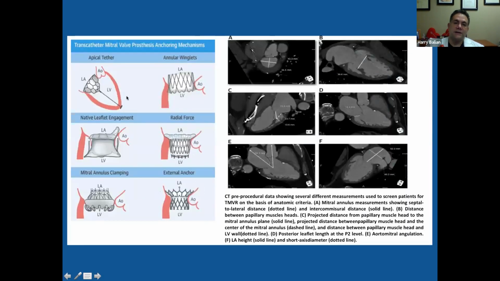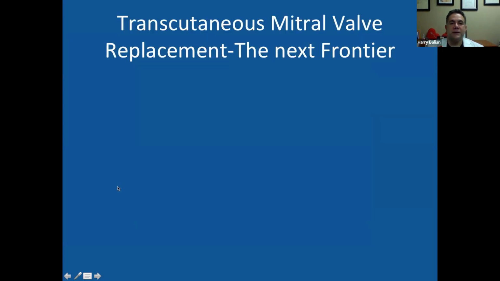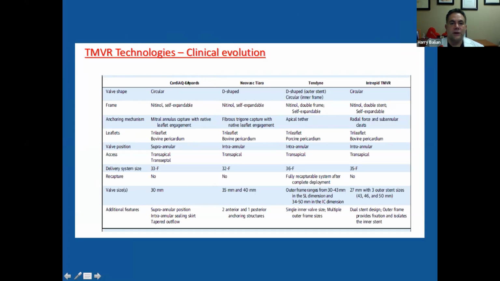So looking at the different kinds of valves that are out there, the most common is the Edwards valve. Basically, this is the one that anchors in the left atrium and then goes across the mitral valve. So looking at the Cardiaq Edwards, this is circular, nitinol, self-expandable, with mitral annulus capture and native leaflet engagement. It's a tri-leaflet bovine pericardium valve, just like the TAVR valve.